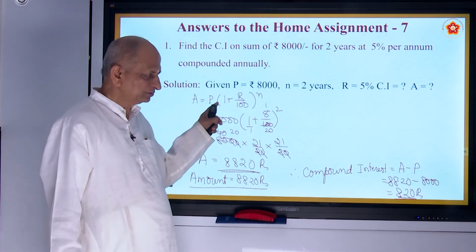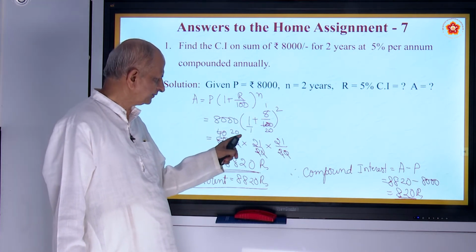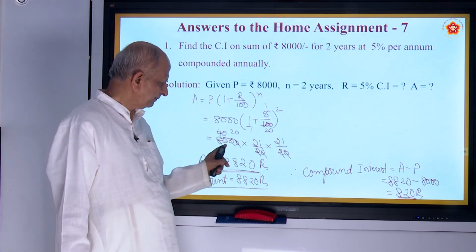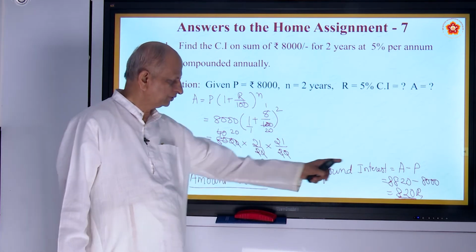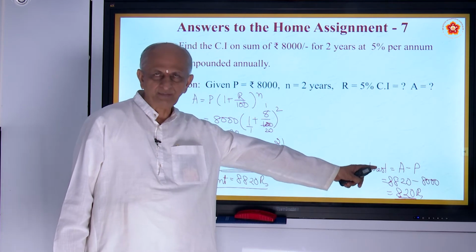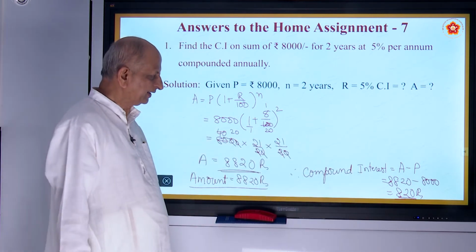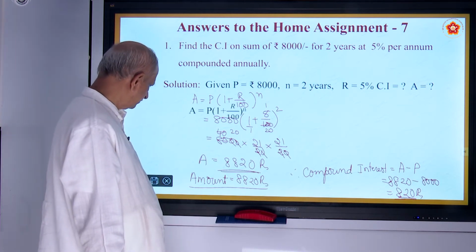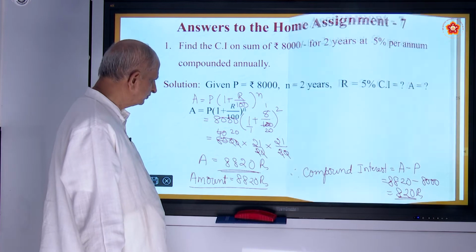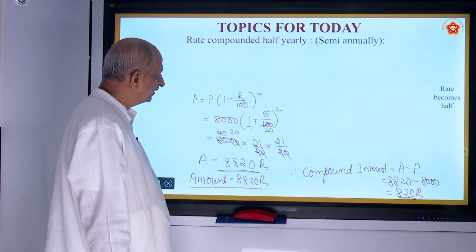So understood? You write the formula, apply these things, take LCM, multiply this, you get 8820. 8820 is the amount, minus principal, that gives the compound interest. Okay. So that's all what you have seen in this problem. Now topics for today.